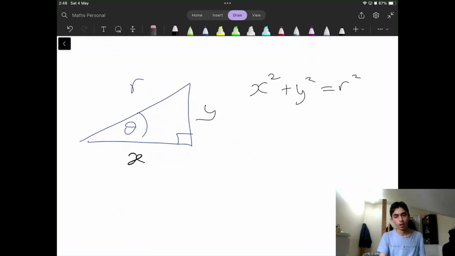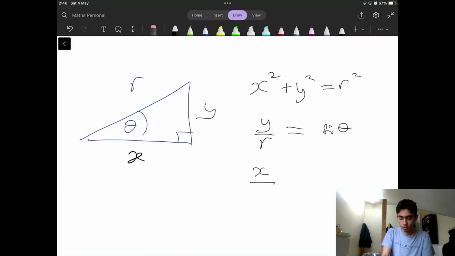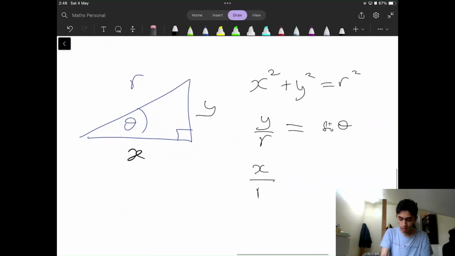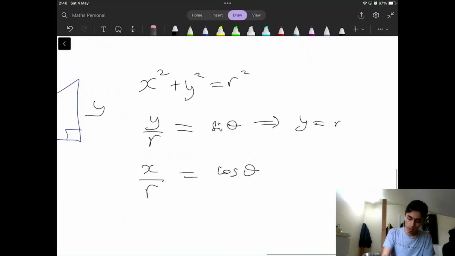This is actually the formula for a general circle with a center at 0, 0, if you're interested in that. And secondly, we can get that the opposite side, the side opposite to the angle, which is y, over the hypotenuse equals sine of theta. We also get that the adjacent side, which is x, divided by the hypotenuse equals cosine theta, where the hypotenuse is just the side opposite to the right angle. From this, we can say that y is equal to r sine theta and x equals r cosine theta.